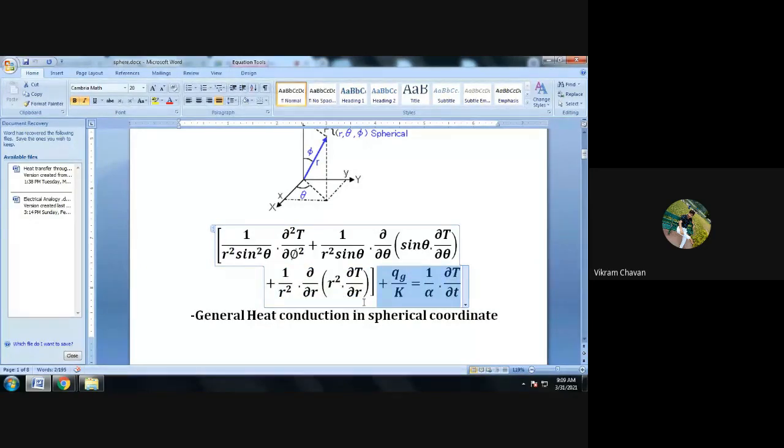Now, if you consider that there is no heat source present in the element or in the sphere, then this particular q_g term, which deals with the heat generation, will become zero. And if you consider the heat flow is steady, then there will not be a temperature change with respect to time. So we will get this ∂T/∂t term, the change in temperature with respect to time, as zero.